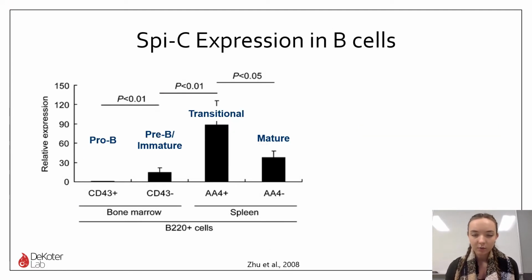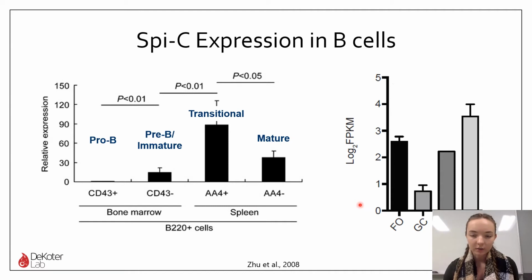Our lab has also done some work to characterize the expression of Spi-C throughout B cell development and B cell differentiation. On the left is a look at some RT-qPCR data looking at Spi-C expression in 4 sorted populations. We showed here that Spi-C is most highly expressed at the transitional B cell stage, when these cells are exiting the bone marrow, but it's still expressed at detectable levels in pre-B or immature B cells as well as mature B cells.